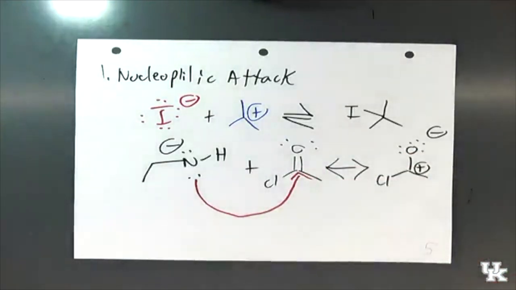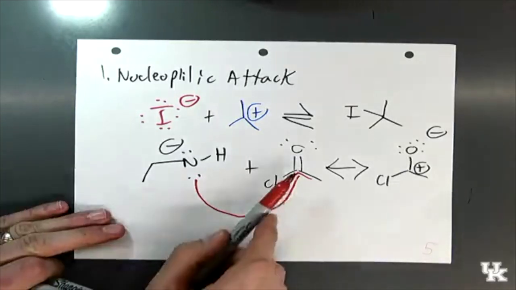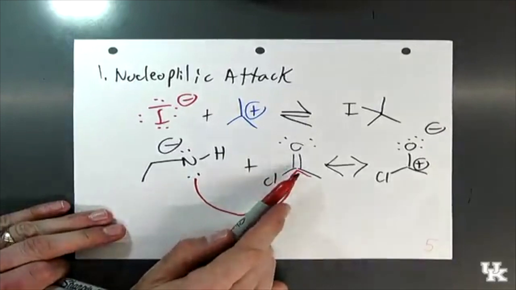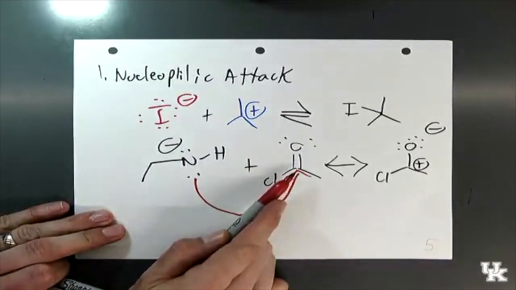But now I think we have a problem, right? As I have it drawn, the nitrogen is going to attack the electrophile. But if I just make that bond, what happens with this carbon here? How many bonds will it have? It's not going to have 4 anymore, right? It's going to have 5.